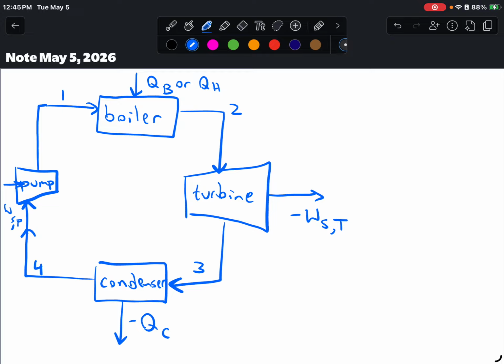So notice that I have two types of units. I'm going to say this is a thermal unit, and this is also a thermal unit. And the pump and turbine are mechanical units. The purpose of a thermal unit is to exchange heat, and the purpose of a mechanical unit is to either put in work or extract work.